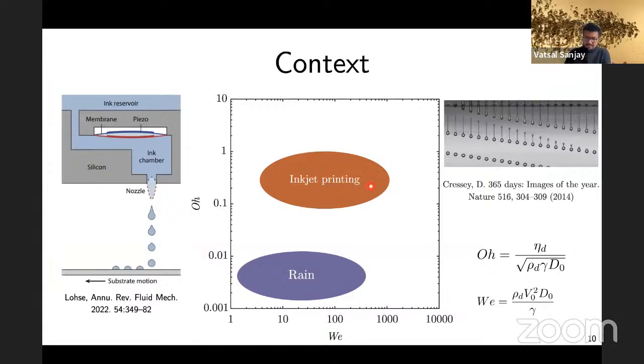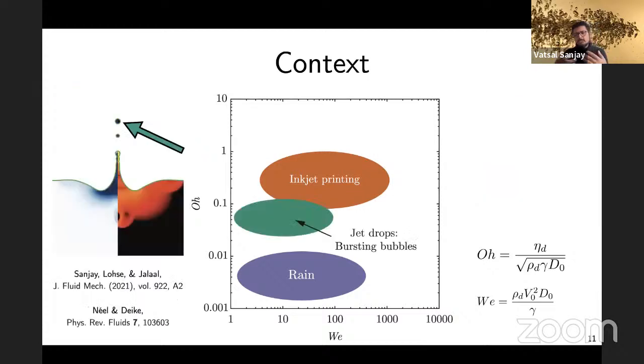For example, inkjet printing, which lies between, let's say, Ohnesorge of 0.1 to 1, and Weber numbers in the range of 100 to 1000 pretty much. So it's also relevant in the context of industries. And the third one, somewhere in between these two regimes, is the jet droplets that come out of bursting bubbles, which are these ones over here, and they would lie somewhere in this green regime.